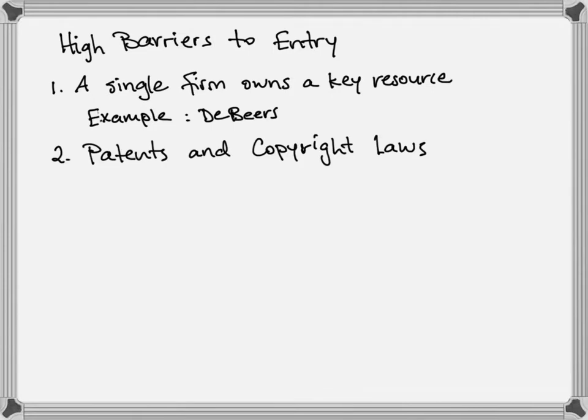The government can create monopolies through patent and copyright laws. The government gives a single firm the exclusive right to produce the good. One example would be drugs produced and developed by the pharmaceutical firms.